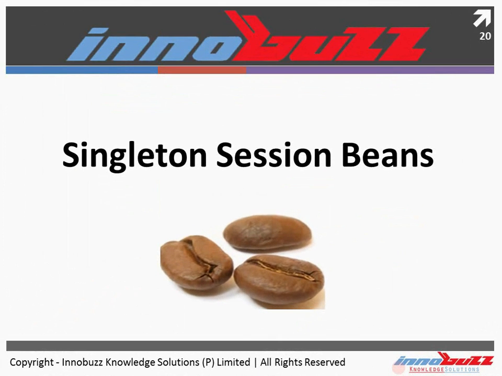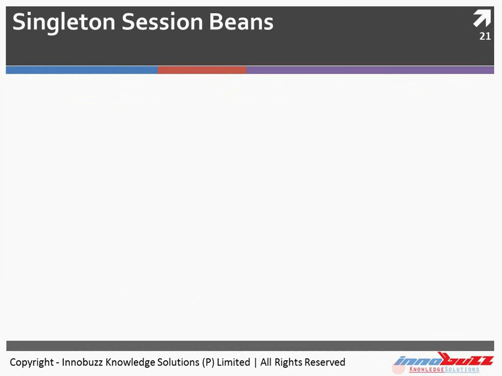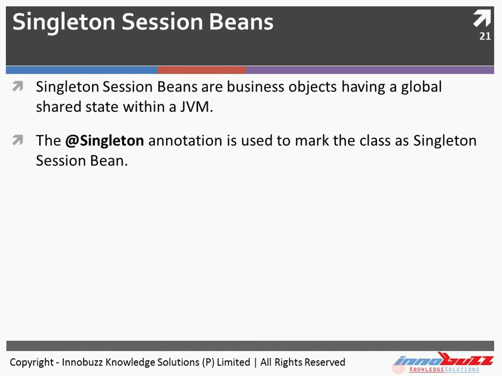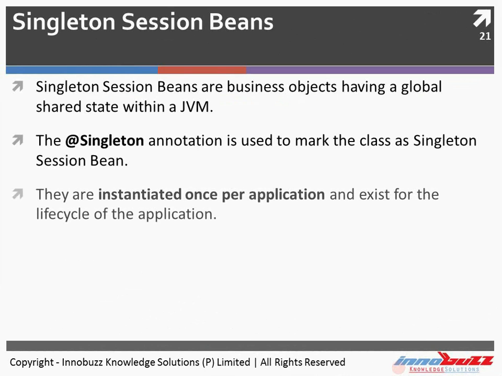The third session bean is the singleton session bean, which got added in the latest version, from EJB 3.1 onwards. The singleton session beans are business objects having a global shared state within a JVM. The @Singleton annotation is used to mark the class as a singleton session bean.